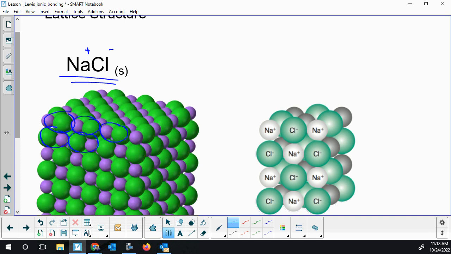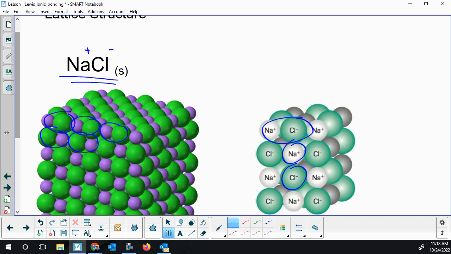Around every green ball are a bunch of purple balls, opposite charges next to each other. Same diagram, it's just labeled differently and color-coded. For every sodium, there's a chloride. But if we look at a sodium in the middle, there's a chloride above it, to the left, to the right, to the bottom. If you look at a chloride, it's got the same sodium above, below, right, left in a 1-to-1 ratio. Okay? It's a repeating pattern. For every sodium ion, there is a chloride ion, and it repeats.